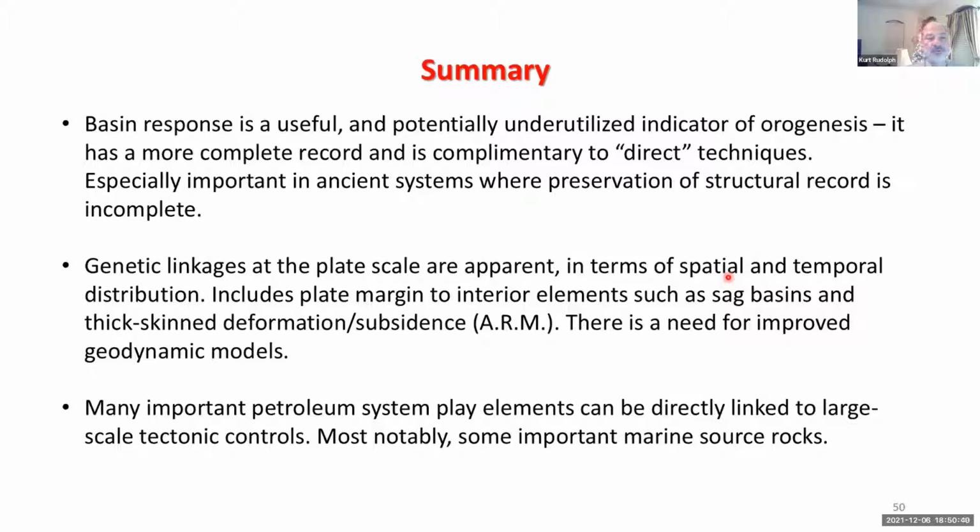We see these genetic linkages at the plate scale, and I think these are best treated as whole systems, not like I'm going to look at the Ancestral Rockies or I'm going to look at the Ouachitas. I think there's a strong linkage there. And interestingly, there also seems to be a linkage, and we see this with the Illinois Basin too, by the way, that there's a synchronicity between these sag basins and the thick-skin deformation associated with the arm and these marginal orogenic systems. And then a lot of important petroleum system play elements can be directly linked to these large-scale tectonic controls. And most notably, I highlighted marine source rocks.